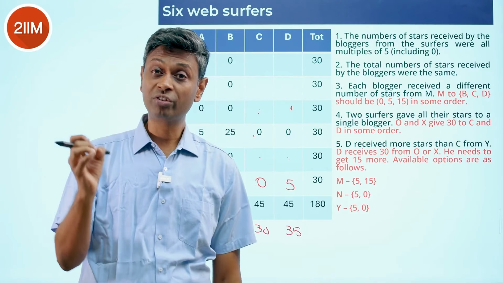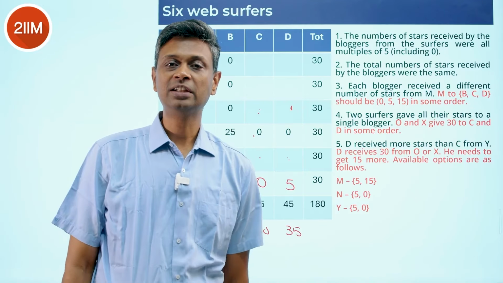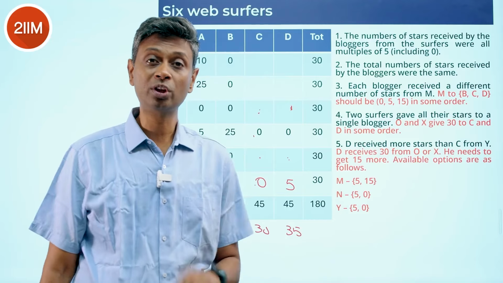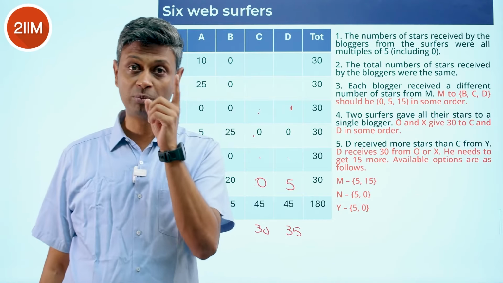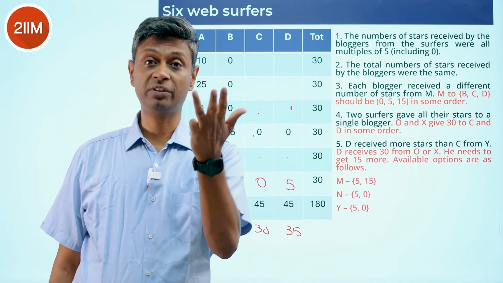Both C and D are going to receive 30 each. One of them is going to receive 5, 5, 5. The other one is going to receive 15. This 15 is going to sit along with the 30 and nothing else. So one of them is going to get 30 and 15 and everything else is 0. The other one is going to get 30, 5, 5, 5.